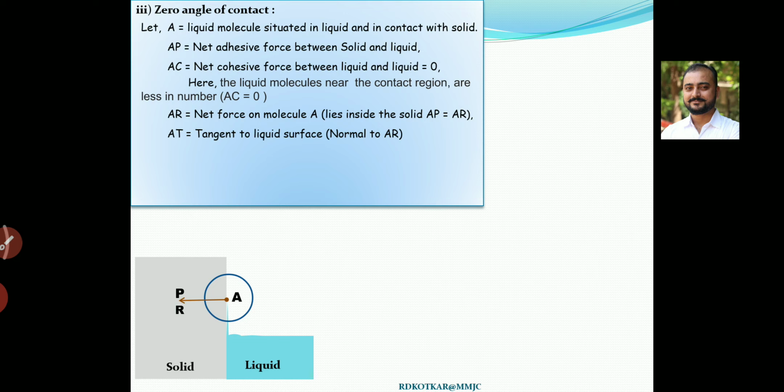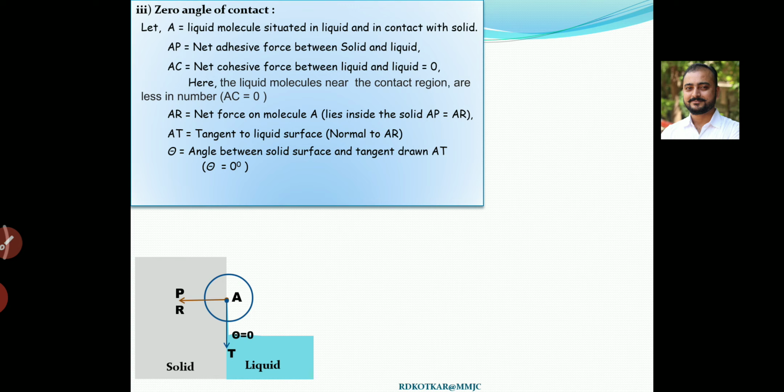Next is AT. What about the AT? AT is the tangent drawn to the liquid surface, and this tangent drawn to the liquid surface is always perpendicular or normal to the resultant force AR, which you can observe in the figure. That is AT, which shows the tangent normal to the resultant force AR. Then what about theta? Theta is the angle between the solid surface and the tangent drawn AT.